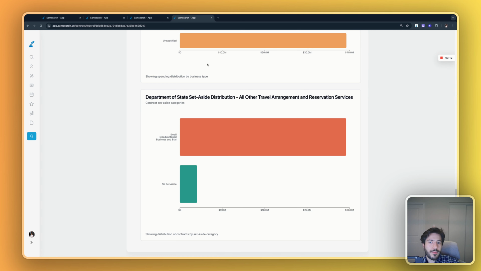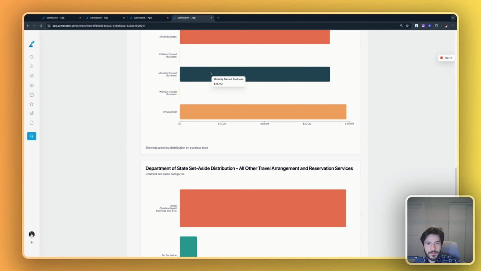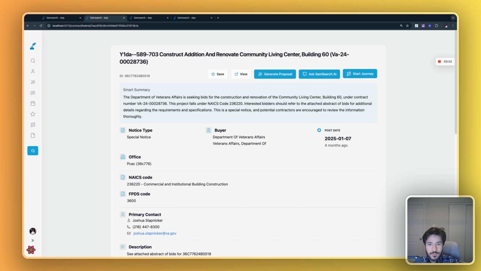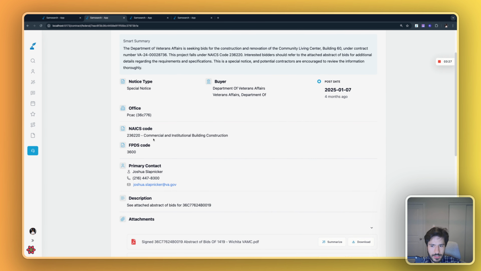Now, I'll give you an example. We're looking at this data. You can tell that it's not a good opportunity for you to look into. For example, let's say I'm looking into this one and it's a construction contract, and it's, as you can see here, a commercial and institutional building construction, and the buyer is the VA, the Department of Veterans Affairs.